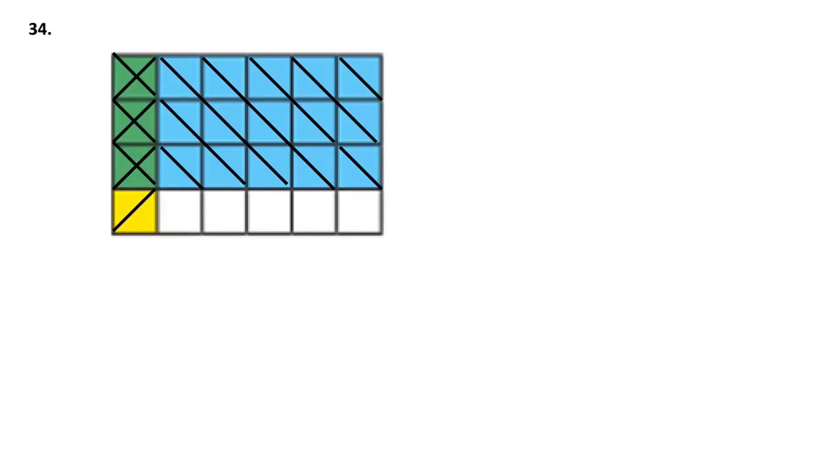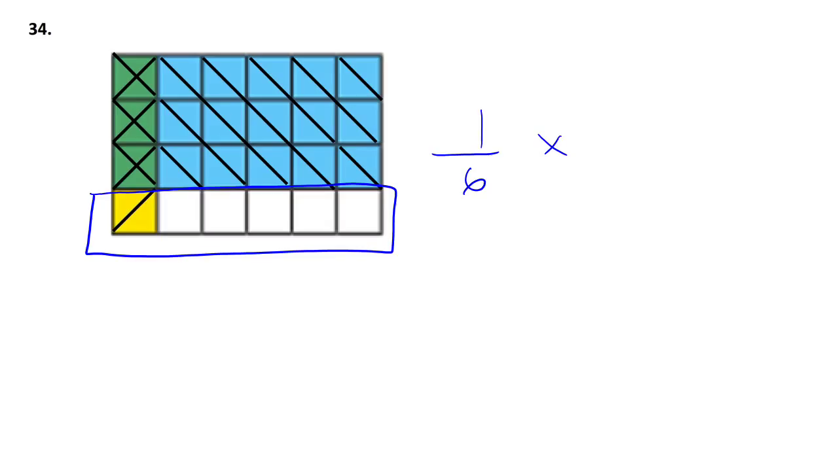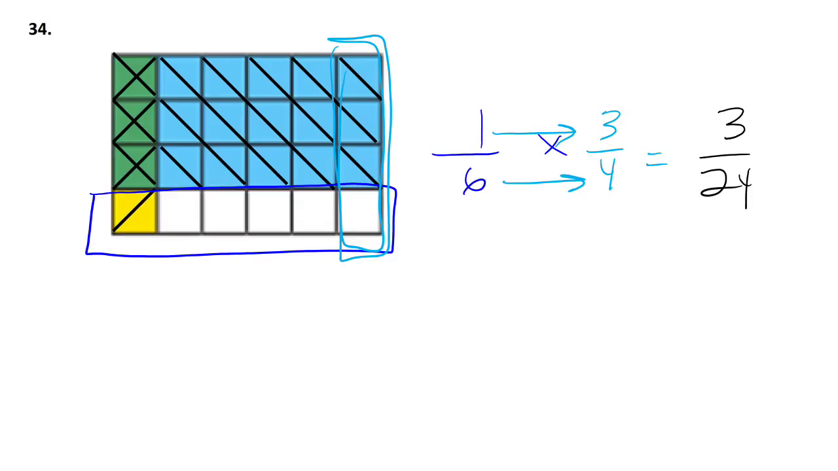So here's question 34. So we have what two fractions? So I have a fraction going across the bottom, which is 1/6. And then a fraction going down the side here, on the right side, is 3/4. When we multiply these together, it gives us an answer of 3/24. So we know this because we have 3 boxes that have the x in it out of 24 total.